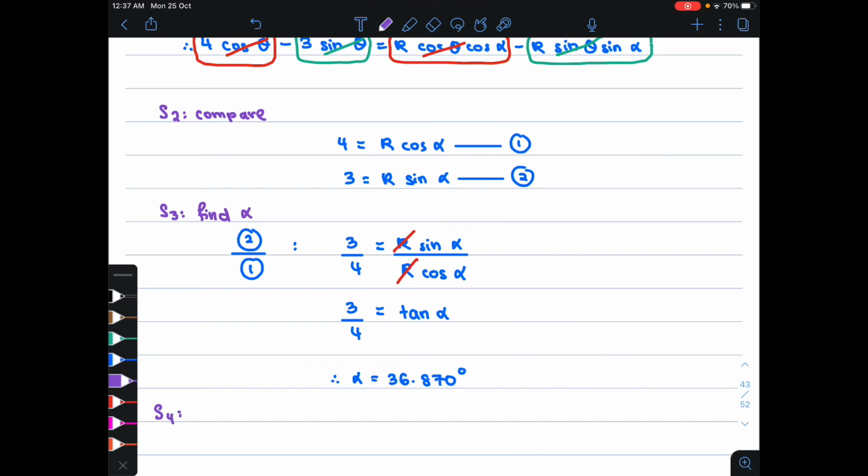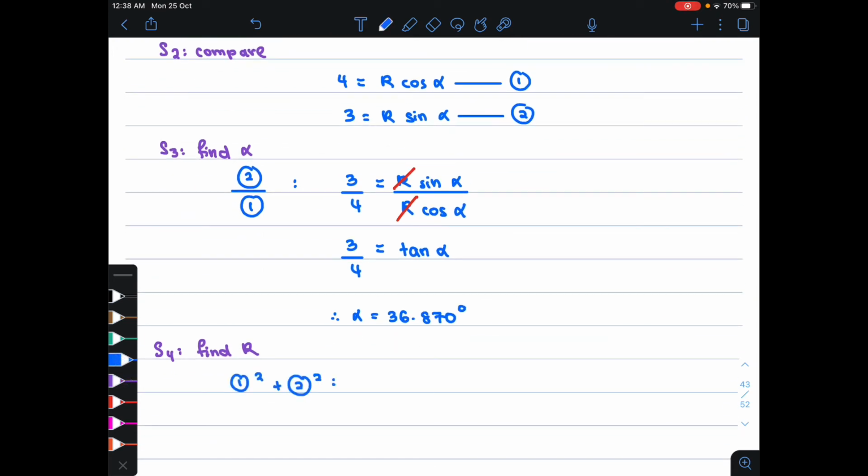I forgot to mention that for the r form, it's just like the concept that we use in the compound angle topic. All the calculations should be done in degree, but the final answer should follow your question. If the question says in degree, the final answer is in degree. But if the question says in radian, then your final answer should be in radian as well. But make sure your calculation is in degree. So let's continue with step 4, which is to find r.